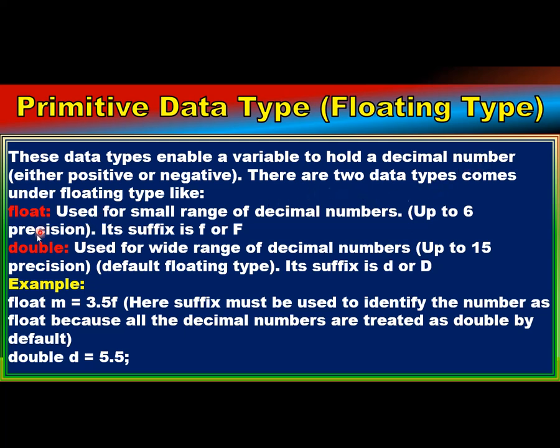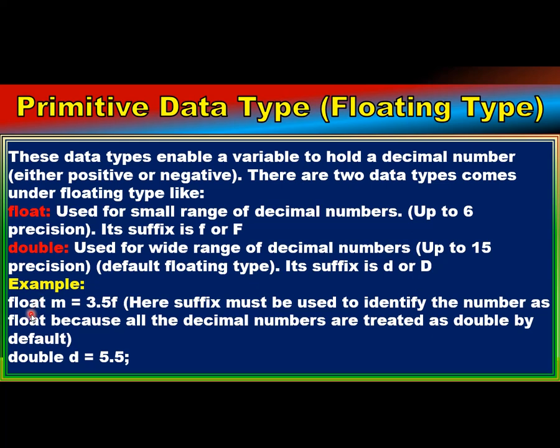Under this category there are 2 data types, one is float and another is double. Float is used for small range of decimal numbers up to 6 precision. Precision means after the decimal point it will display 6 digits, and its suffix is small f or capital F. And double is used for wide range of decimal numbers, that is up to 15 precision. It is the default data type for the decimal numbers, and its suffix is small d or capital D.